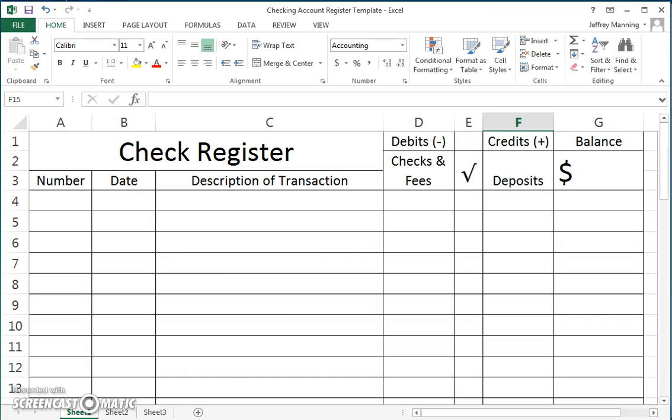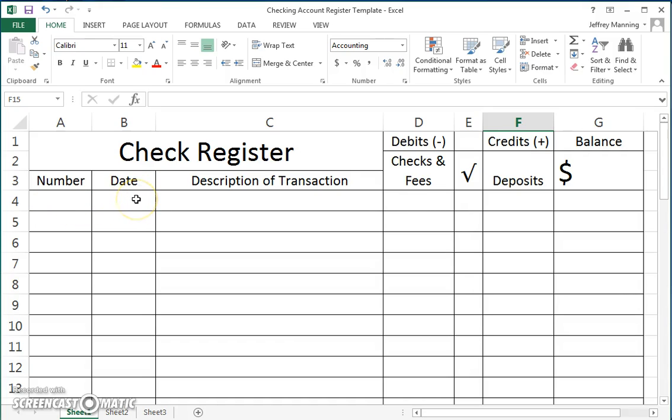All right, so I'm going to go back over here to my register and I'm going to explain each one of these columns. So the number column is for the check number. On this particular transaction, there is no number because we did not write a check. We actually received a check. We got our paycheck. So this is going to stay blank on this transaction.